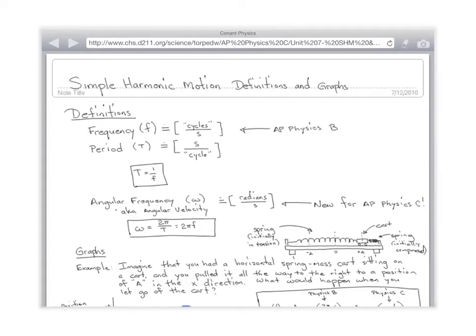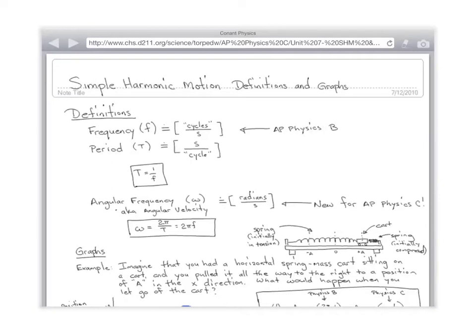Today we're talking about simple harmonic motion. Just to review, frequency, period. What does the word period mean? Amount of time, right? Amount of time to do what? Oscillate once. One complete oscillation or revolution or cycle. I like the word cycle.